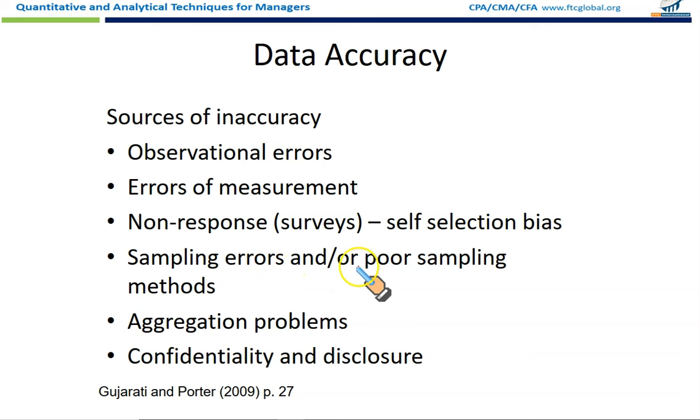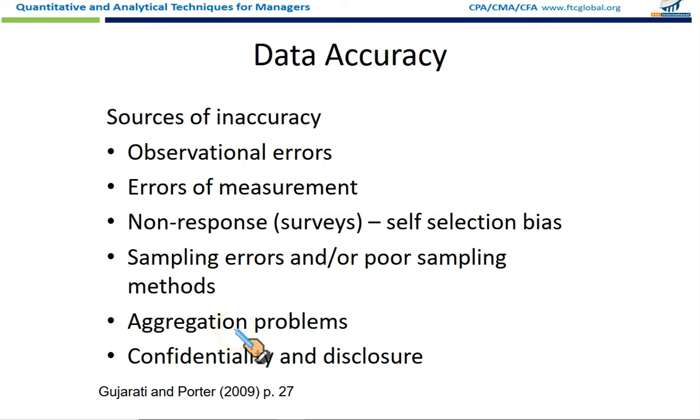Sampling errors and or poor sampling methods. Yes, this is again an error. This happens when the sample is not representative of the population. So we conducted a study, and the study might only include college graduates, for example, which would not accurately represent all levels of education. We need to see those who didn't attend college. So non-graduates should also be taken into the sample collection.